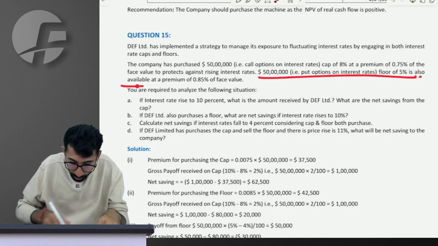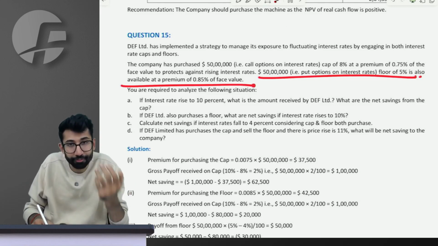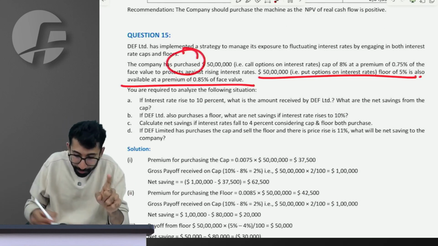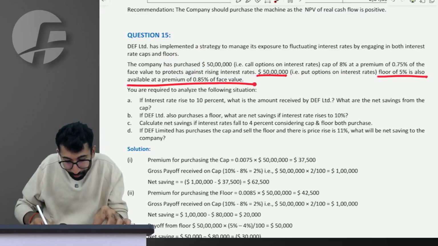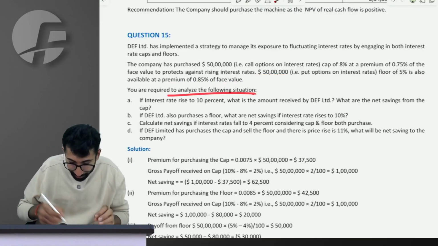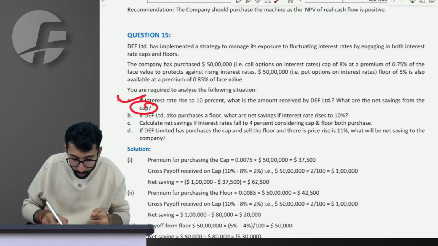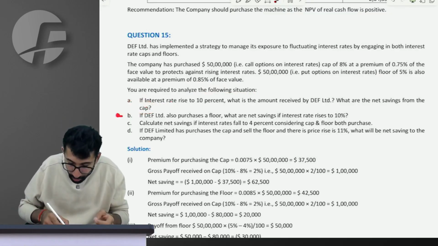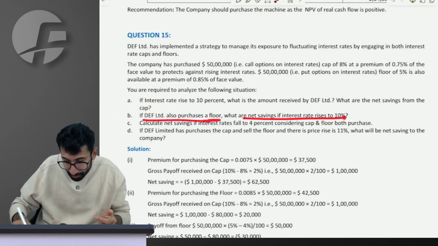Similarly, there is a put option in the market on which, as of now, the question has not specified what position you have taken. Here they said purchased, like the 50 lakh floor is also available in the market, that is not purchased. Fine, you are required to analyze. The B part seems to be more comprehensive. Let's do it, because the A part talks only about cap, B talks about both cap and floor. If DF also purchases the floor along with the cap, what is the net saving?